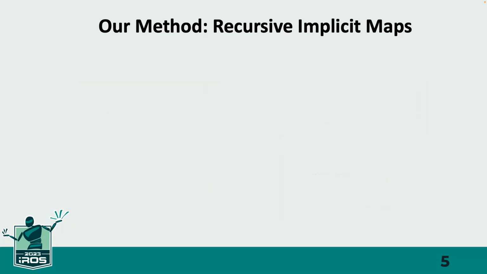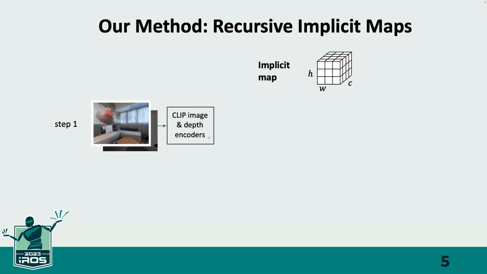To address both geometry and semantic challenges, we propose an end-to-end learning-based method called Recursive Implicit Maps. The implicit map is an abstract representation of the scene, an H times W times C tensor, where H and W are the spatial size of the map, and C is the dimensionality of the latent vector for each cell. The implicit map is initialized as zeros in the new environment.